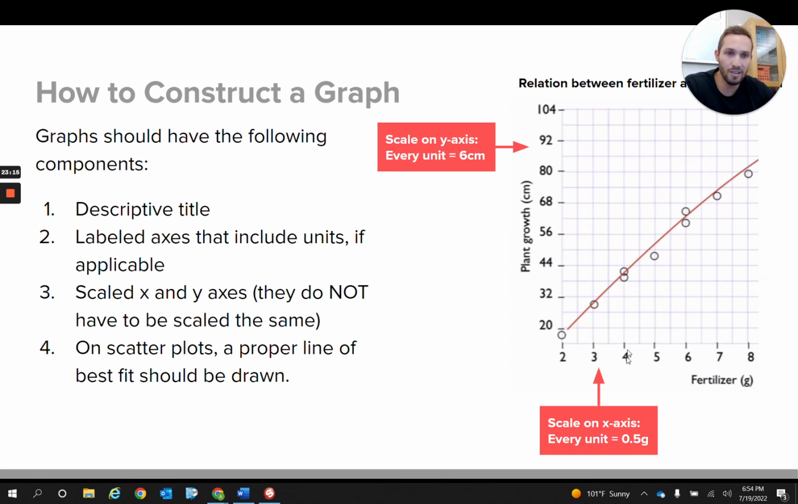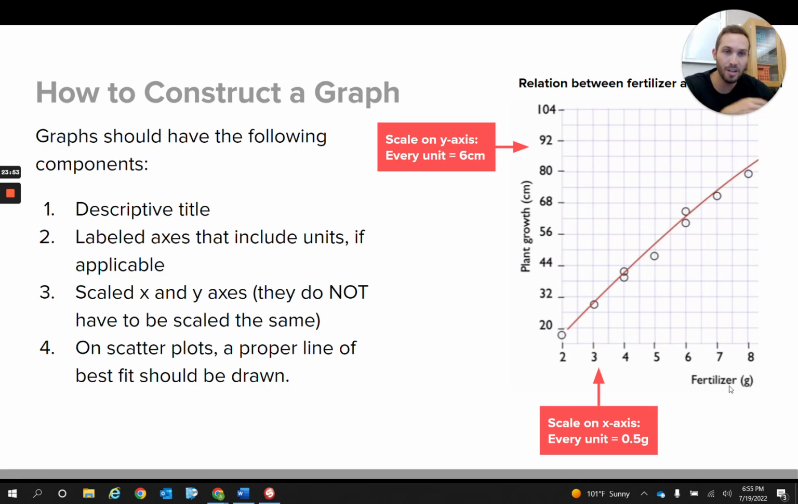So what they're doing is looking at different amounts of fertilizer and how it affects how much the plant is growing. The fertilizer, which is the independent variable, they're changing the amount of fertilizer, and then the dependent variable is how much the plant's growing. Usually we by default put the independent variable on the x-axis and the dependent variable on the y-axis. These numbers are the different amounts of fertilizer, so they labeled it fertilizer, and there are units. These represent grams of fertilizer. So this is 2 grams, 3 grams, 4 grams. You have to include the units.